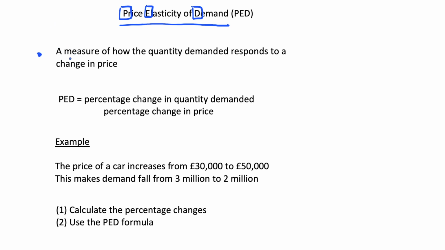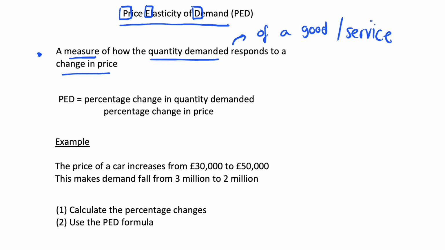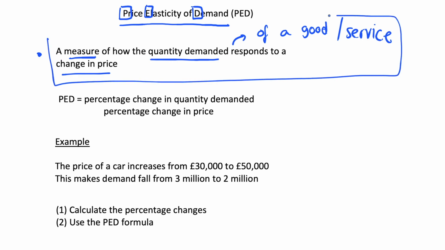So what do we mean by price elasticity of demand? Well, this is a measure of how the quantity demanded of a good or service responds to a change in price. Now, I often see this definition which says just a good, but it's important to note that this can also be a service. It's just the quantity demanded of anything and how this responds to a change in price of that good or service. This definition is going to be very useful to know off by heart.